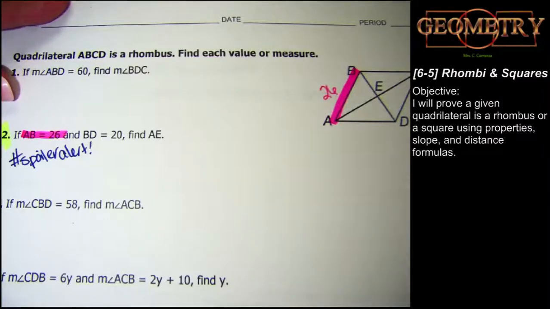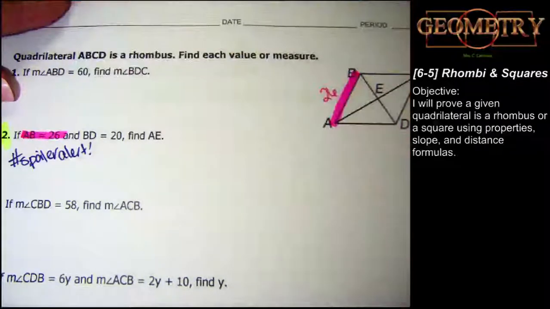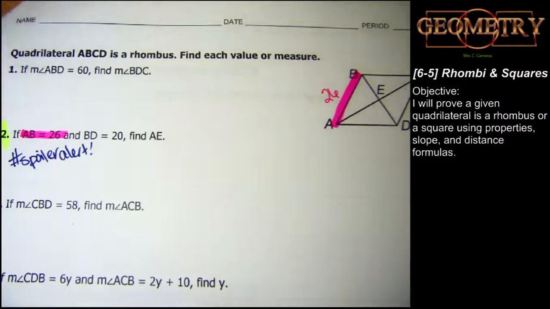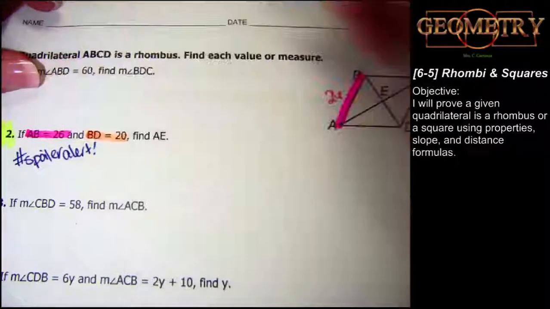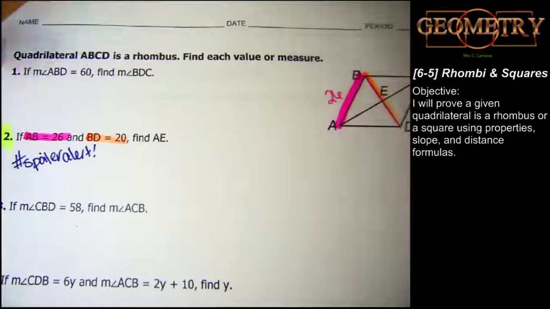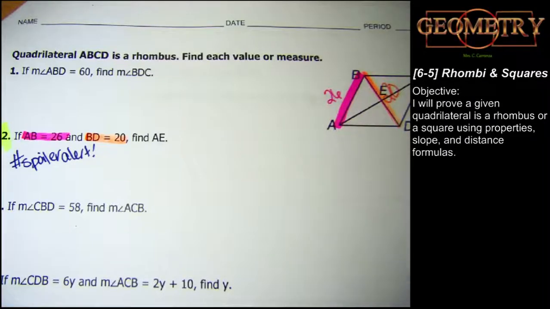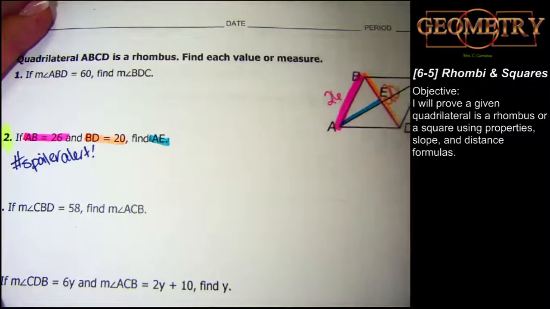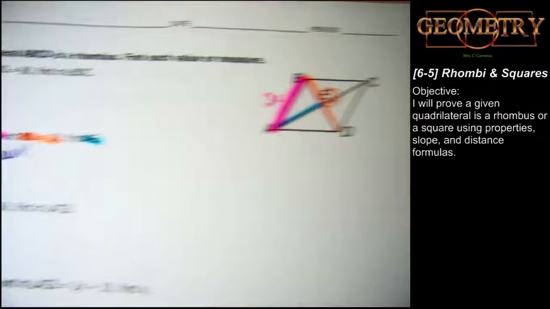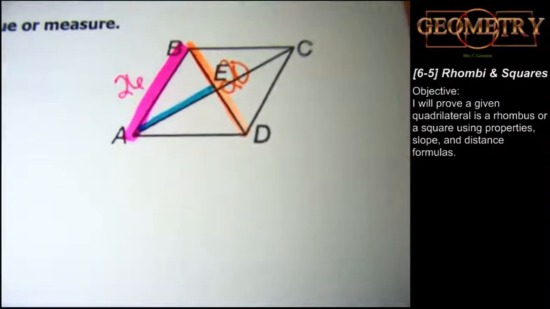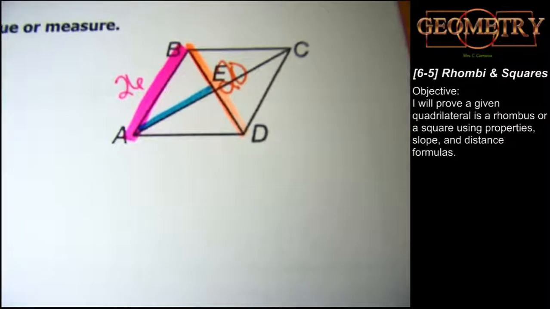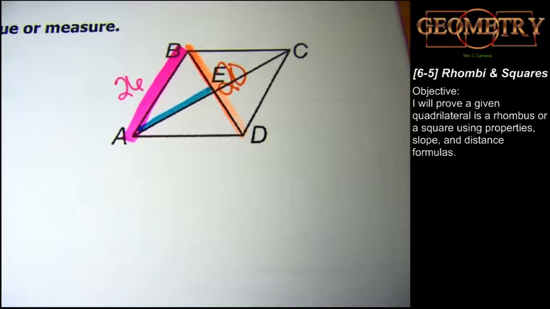Okay? So number 2 says if line segment AB is 26 and line segment BD is 20, then it wants me to find AE. My orange is dying already. And so that's what my marked up figure looks like right now.